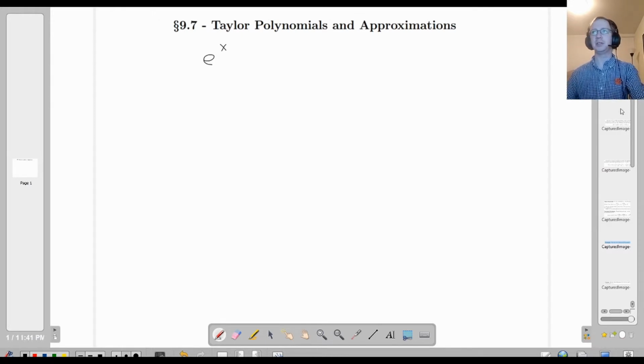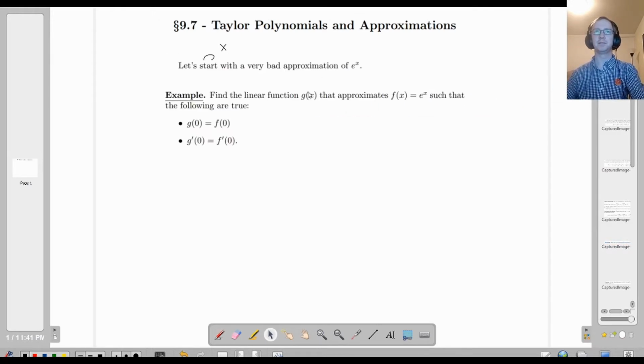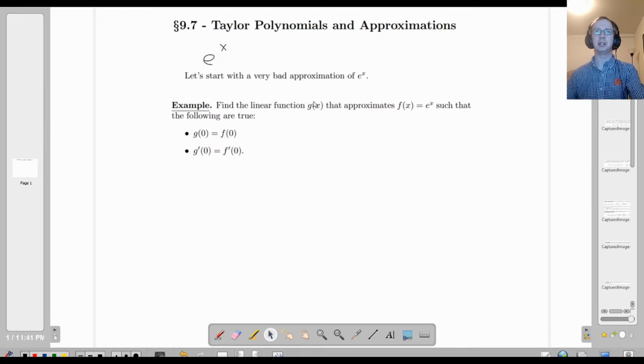Again, I've just thrown a phrase at you that doesn't have any meaning yet. Let me give you kind of a silly way of talking about this first. We're going to start with a really, really bad approximation of e to the x. We're going to come up with a linear function that's vaguely like e to the x. So we're going to make these two requirements true. The function we come up with should have the same value at 0 as e to the x, and it should have the same derivative at 0 as e to the x. Alright, so let's see what we need to do to make that true.